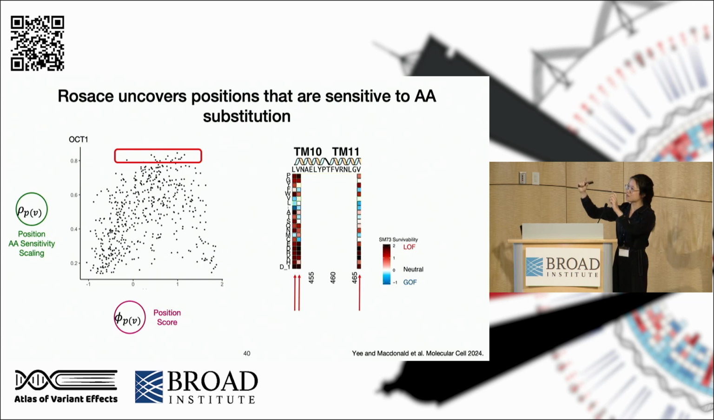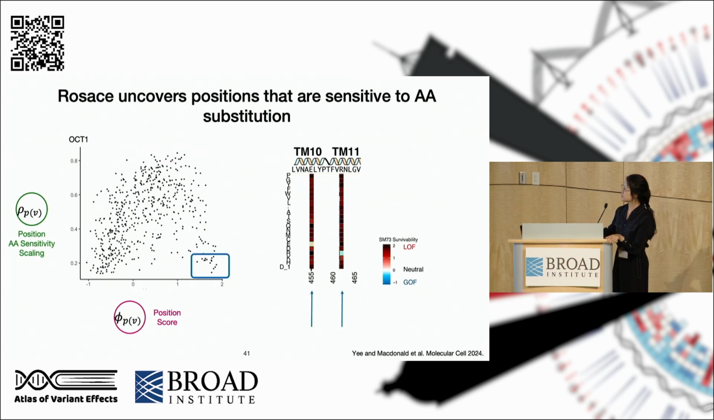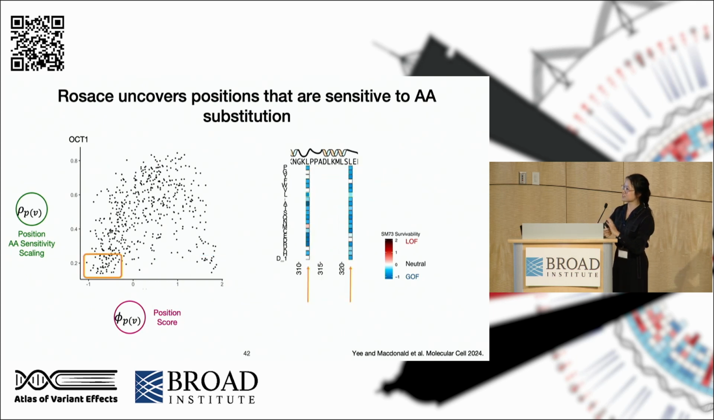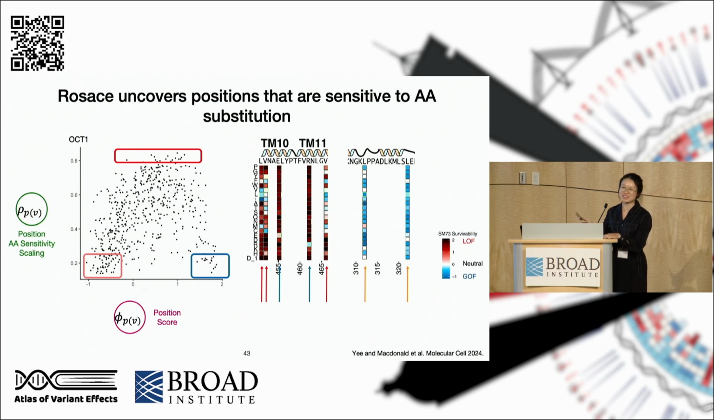So first is this red box, which has a mild position effect but a high amino acid sensitivity effect. And you can see that you do identify these positions, since you have a wider range of mutation effects. Also, in the same region, you can see this blue box where the positions are now completely loss of function. And there are also sites that are mostly gain of function. So these are examples just to show you that it's highly possible that my method works.